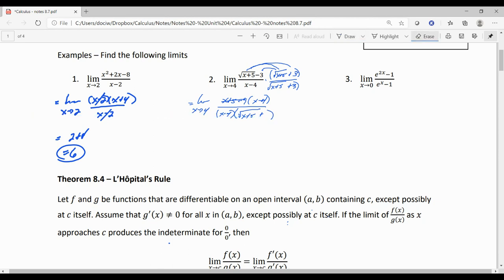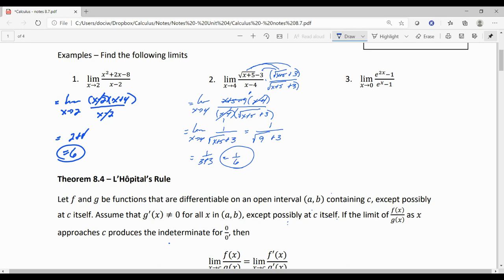And so we can factor out the x minus 4 from the top and bottom, and we're left with 1 over the square root of x plus 5 plus 3. So we have the limit as x approaches 4 of 1 over the square root of x plus 5 plus 3. So that now, when I substitute the 4, I'm going to get x plus 5, which is 9, plus 3. And so the square root of 9 is 3. So I have 1 over 3 plus 3, or 1/6. And so that limit is 1/6. Okay, so that's kind of nice.